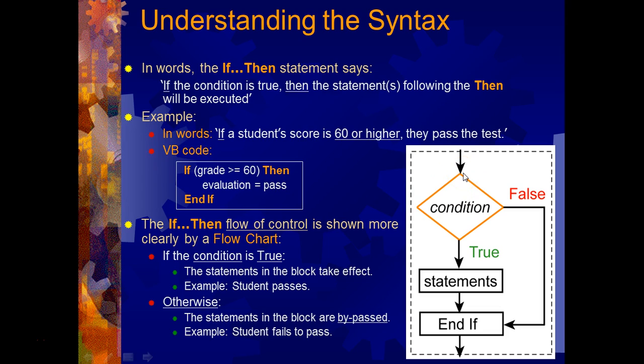And in an if-then statement or a decision structure, in a flowchart, we put this kind of shape, like a diamond shape. So we have this possible path versus this possible path. If the condition is true, the statements in the block take effect. For example, the student passes. Otherwise, the statements in the block are bypassed. In other words, we don't execute these statements. We just jump to the end of the if statement. We jump to here and continue to the next line, next line, next line.